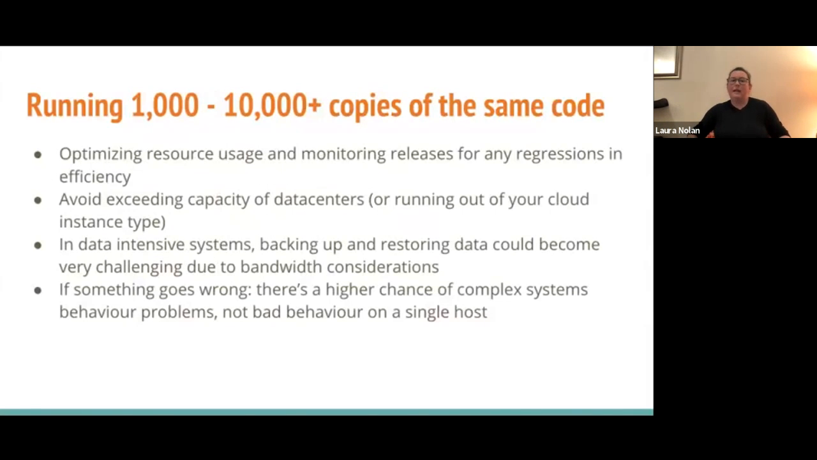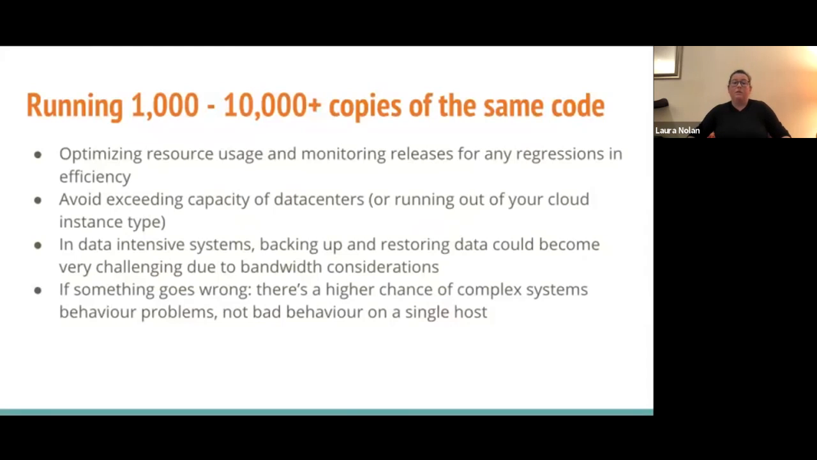If I'm running now 1,000 to 10,000 copies of the same code, optimizing is very important. We're starting to get into things that have a significant impact on the environment in terms of energy use. So you probably want to start thinking about that, and cost is part of this too. You want to start monitoring for regressions. You want to think about actually exceeding the capacity of the entire data center you're in. I have seen this happen, or I've seen us prevent it from happening. If you need to do backup of data that's split across that many instances, it could get very challenging as well in terms of bandwidth.